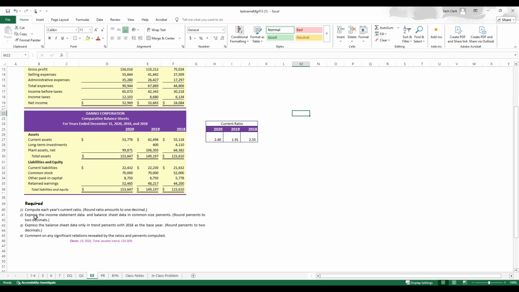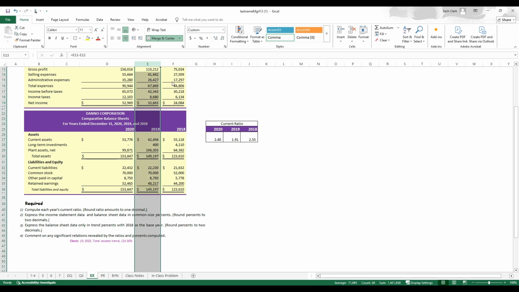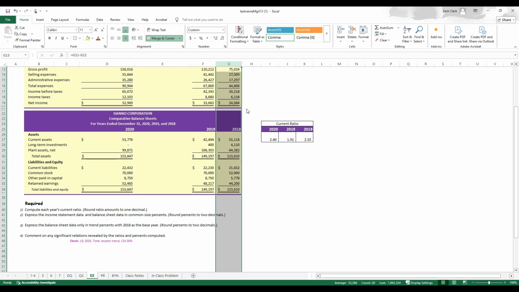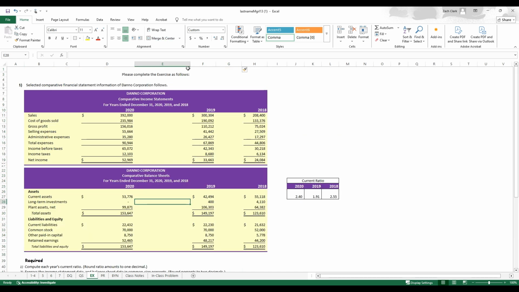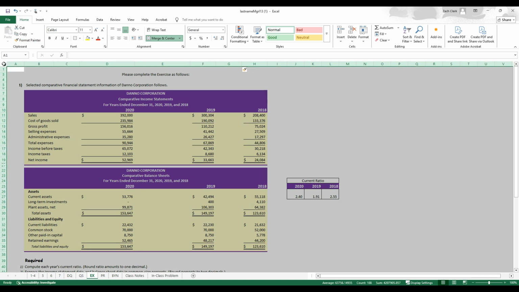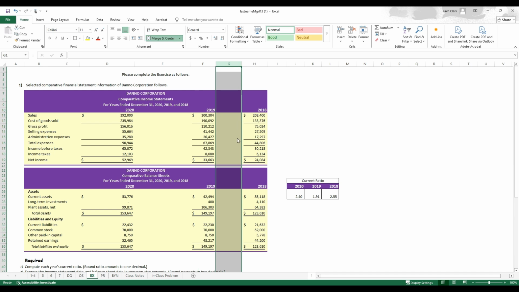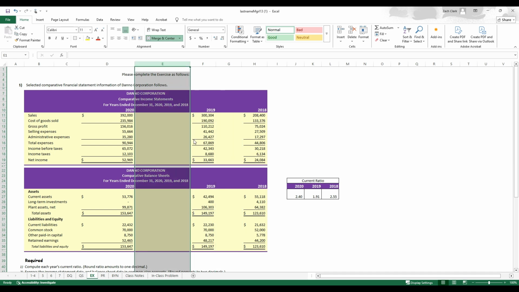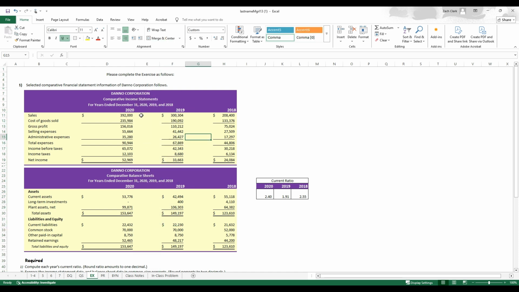That's number one. Number two, like it mentions here, we express the income statement data and balance sheet data in common size percents. I think one way to do this that makes the most sense is to just insert some rows here. Those are probably a little bit long. I'm not sure why that one is. Oh, shoot. There's some kind of merged cell there. So the column width is about 12. I just like to get these relatively consistent. So there we go.